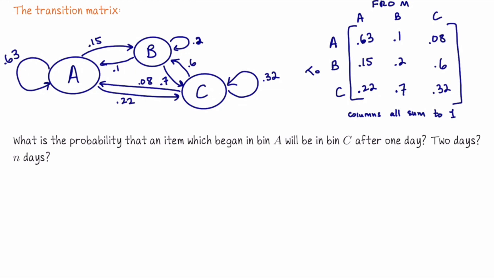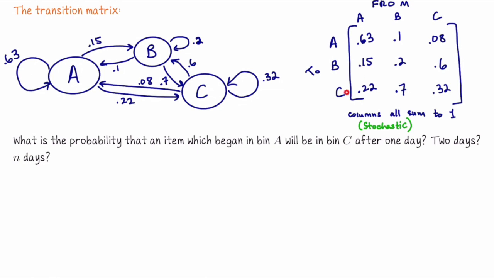We're going to visit this terminology later, but I'll make a note that such a matrix where the columns all sum to 1 is called stochastic. So let's look at these questions here. We're going to go ahead and answer them. I'll just state what the answer is going to be in terms of this matrix, and then we'll dig into why it works. So what is the probability that an item which began in bin A will be in bin C after 1 day?